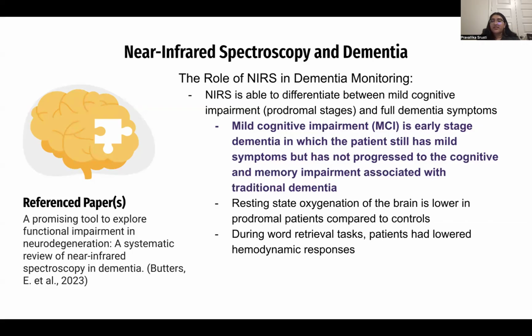Along with that, we're also noticing that the resting state oxygenation of the brain is lower in these prodromal or mild cognitive impairment patients compared to the controls. And during word retrieval tasks, patients had lower hemodynamic responses. So, for example, when they are doing a lot more cognitive work, with these word retrieval tasks, when they're using a lot more neural functioning, they had a lot less oxygen allocation to the areas in which they would need more activity, basically. Again, very broad, not quite as in depth, but a general idea.